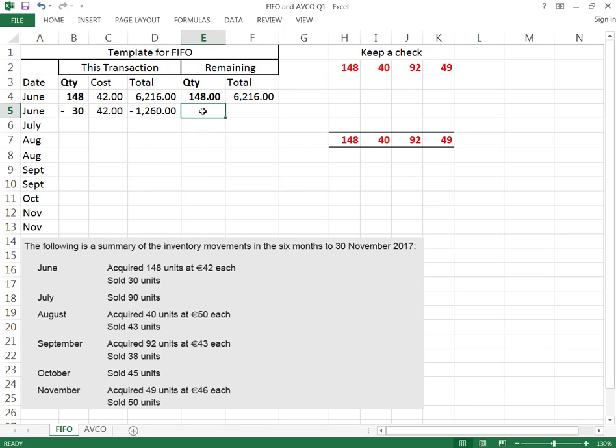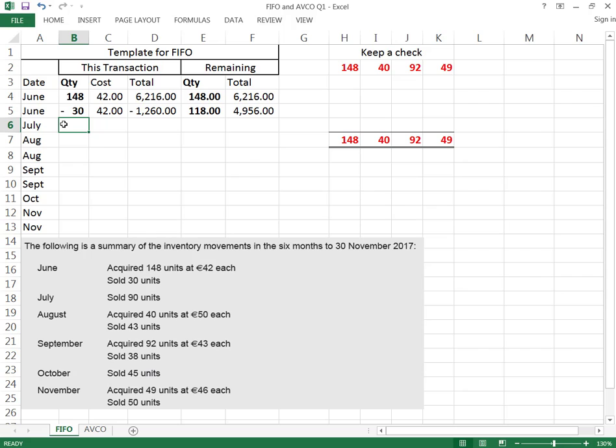So how many have I got left then? My quantity left is equal to this plus this, which is my purchase minus my sale. And the value is equal to the 6216 less the 1260. So the value that I have left is 4956.